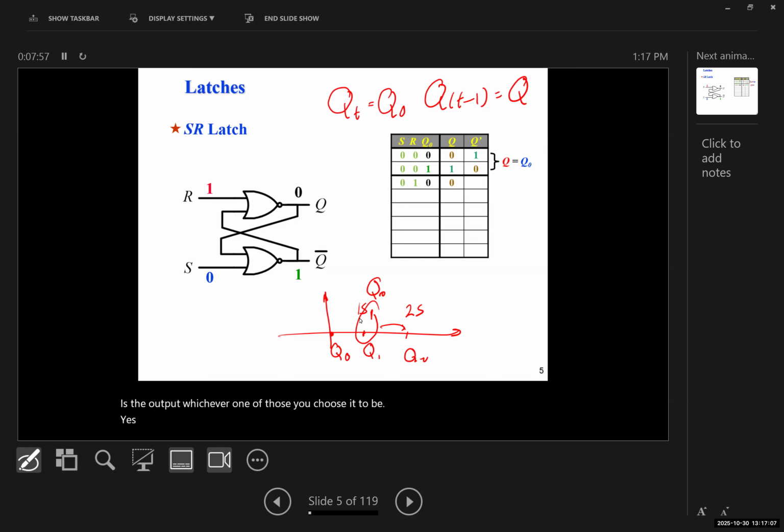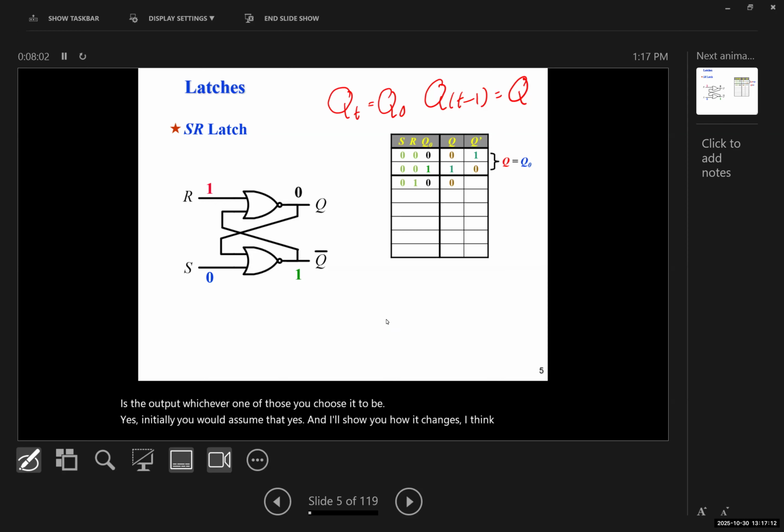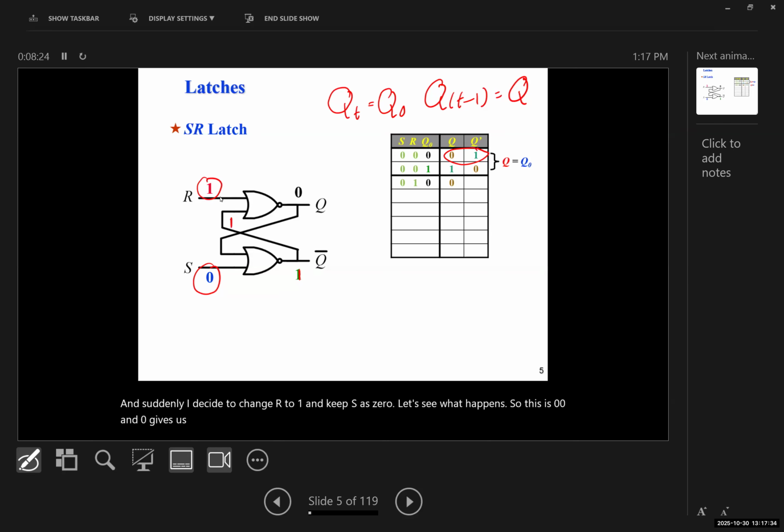Yes. Initially, you would assume that, yes. And I'll show you how it changes. I think if we go further, it's going to clear up a lot of things. So imagine here, if we have 0, 1 for Q and Q prime, okay? Suddenly I decide to change R to 1 and keep S as 0. Okay, let's see what happens. So this is 0, 0 and 0 gives us 1. And now this is 1, 1 and 1 gives us what? 0. So now we can find that it's stable, okay?